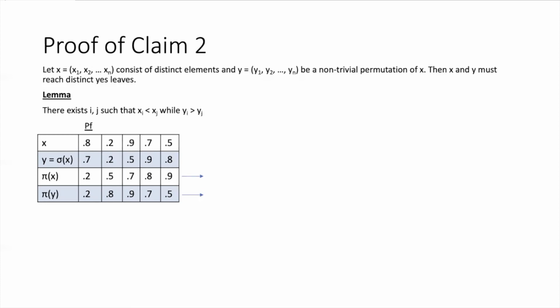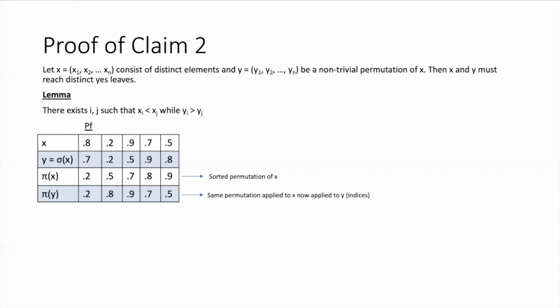It's going to help to have an actual visual example when doing this proof, just to refer back to. So here we have x, which is just some vector of distinct elements, as you can see. Y, which is equal to sigma x, is just a non-trivial permutation of x. Then we have pi of x, which is the sorted permutation of x. And then we have pi of y, which is the same permutation that was applied to x, but now being applied to y. So whatever indices were rearranged when sorting x, we use those same index rearrangements when making this permutation of y, pi y.